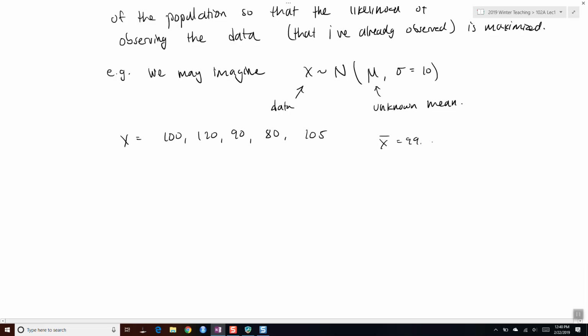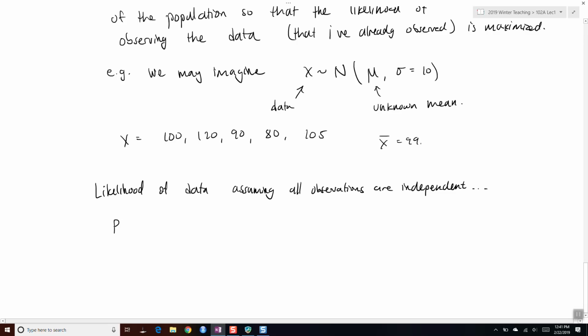So what is the likelihood of our data? Assuming all observations are independent, that's just the probability of getting x equal to 100 times the probability of getting x equal to 120 times the probability, et cetera. So this ends up being the product of the probabilities of x being each value, given that they come from this distribution.